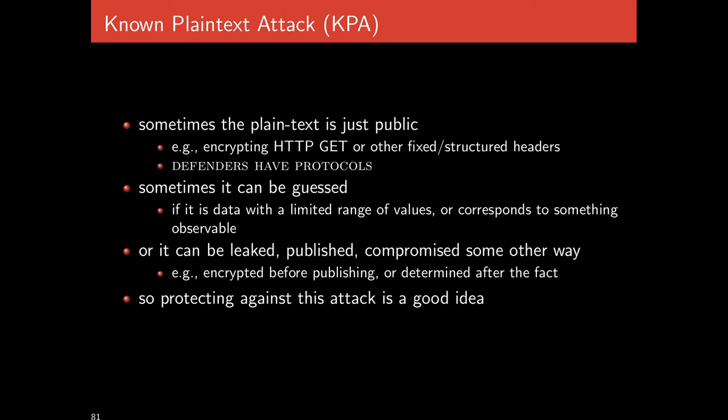Of course, it can also just be leaked. There could be an insider who gives it to the attacker. It could be published by accident. You could encrypt something and then later on, it no longer needs to be private, so you just publish that information, which, you know, this will happen. But if that results in that key being compromised for every other message that was ever encrypted with it, that's really bad, right? Or it can just be compromised some other way.